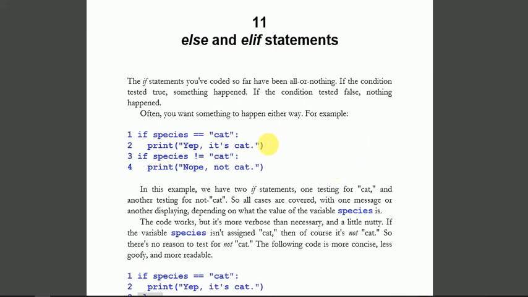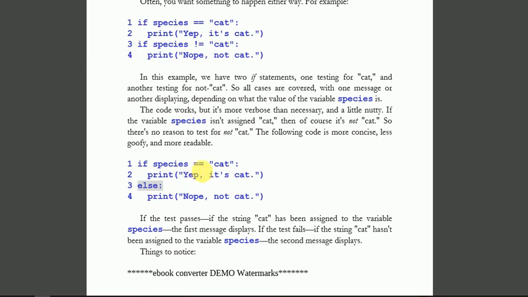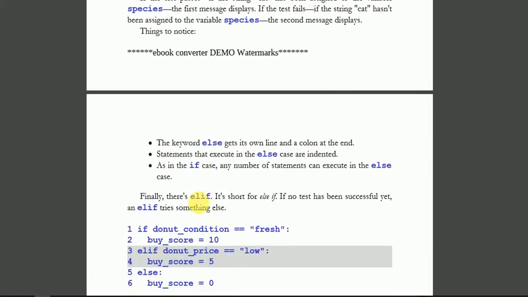So here we are using the elif statement. If species is equal to cat, print it's cat. If it's not a cat, if it's a dog, then what's written? Else, after that we have again used the colon, and the print statement is the same. And what is the difference?